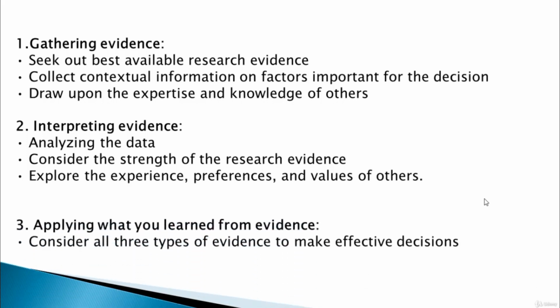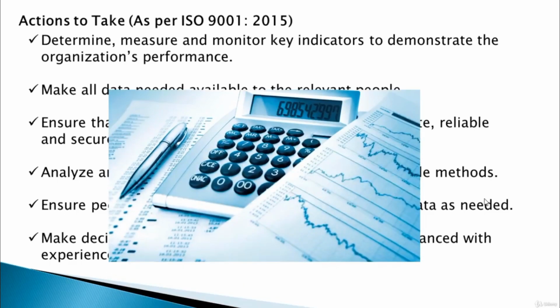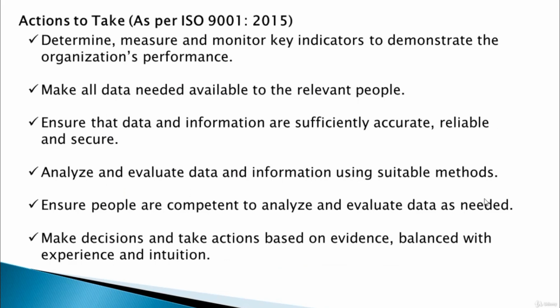And last, now we're going to take action. Now we're going to apply what we learned from the evidence. So now we're making decisions, and now we're taking actions. Now of course, ISO, the 2015 revision, proposes a few steps or actions to take. We can name a few, like determining, measuring and monitoring the key indicators to demonstrate the organization's performance. When we say key indicators, like financials for example. And we want to make all data needed available to the relevant people, like the leaders in the organization. And of course, we need to ensure that data and information are sufficiently accurate, reliable, and of course secure.